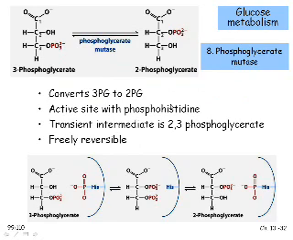The next one is a very simple little reaction. We're going to move a phosphate from the 3 to the 2 position. That's a mutase, phosphoglycerate mutase. So we take 3-phosphoglycerate, make a 2-phosphoglycerate. These are equivalent in their energies. This is a fully reversible reaction.